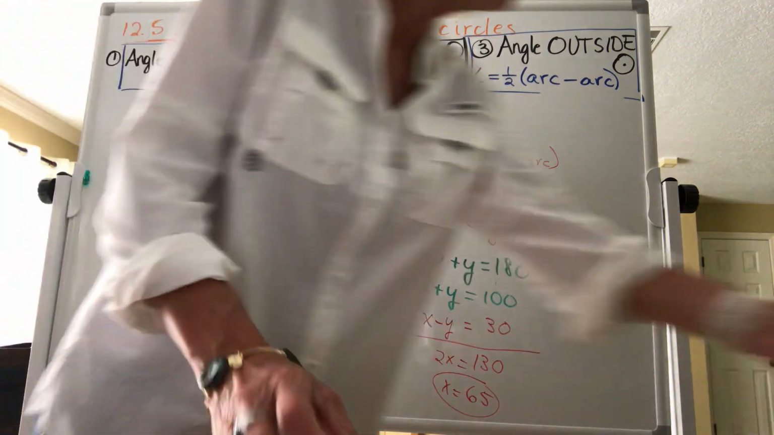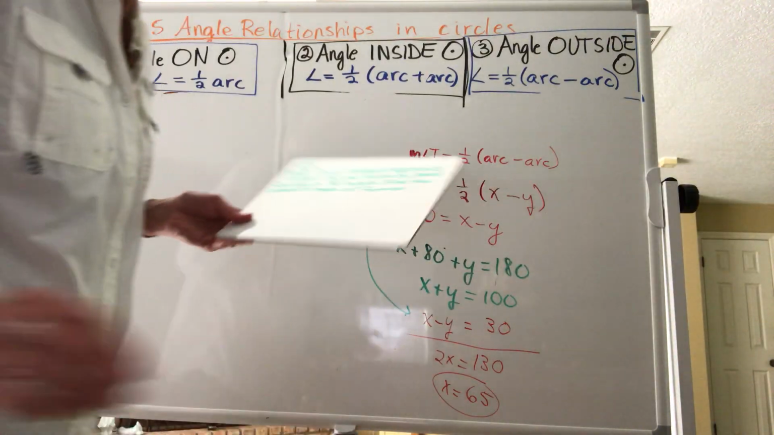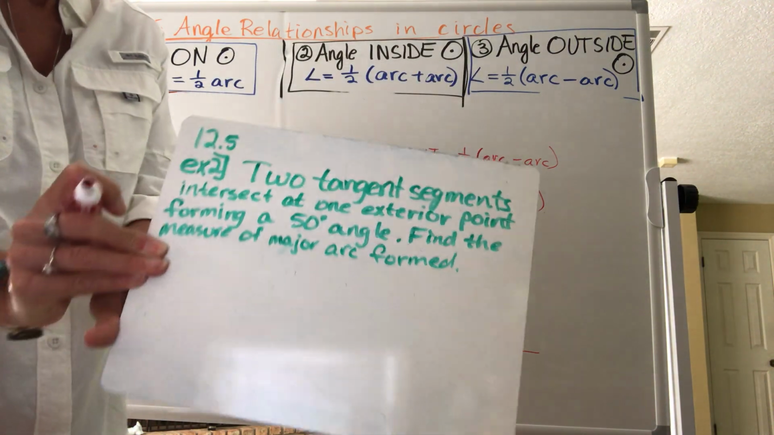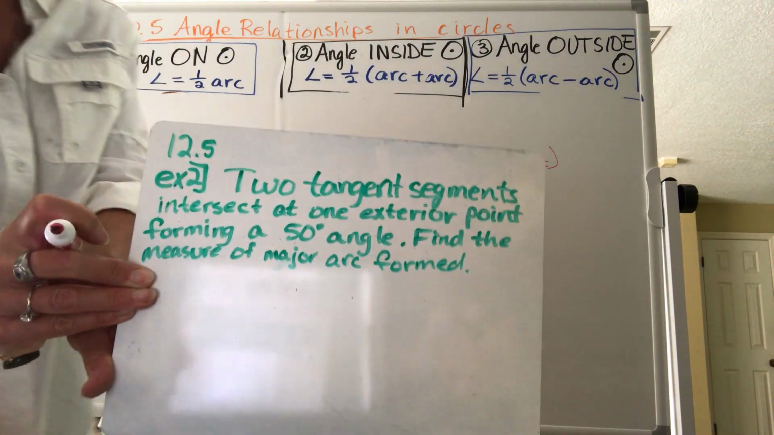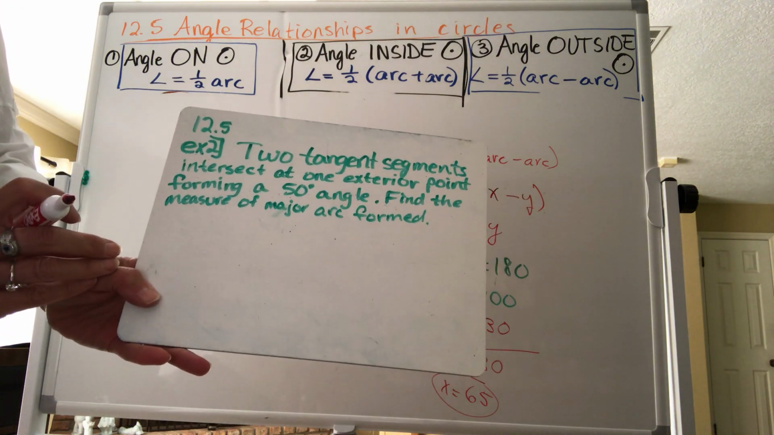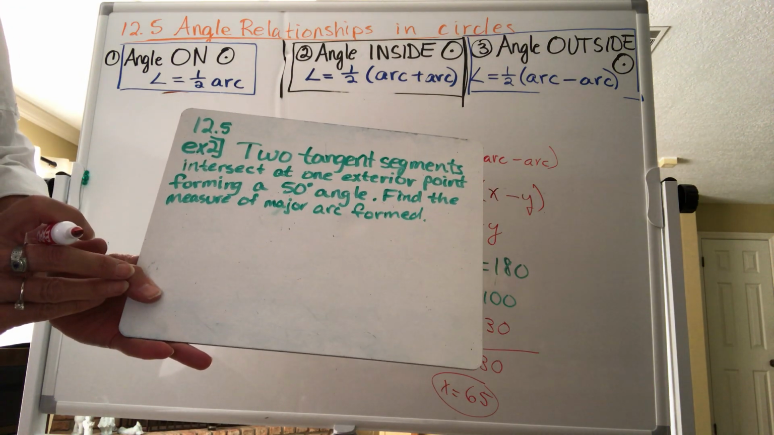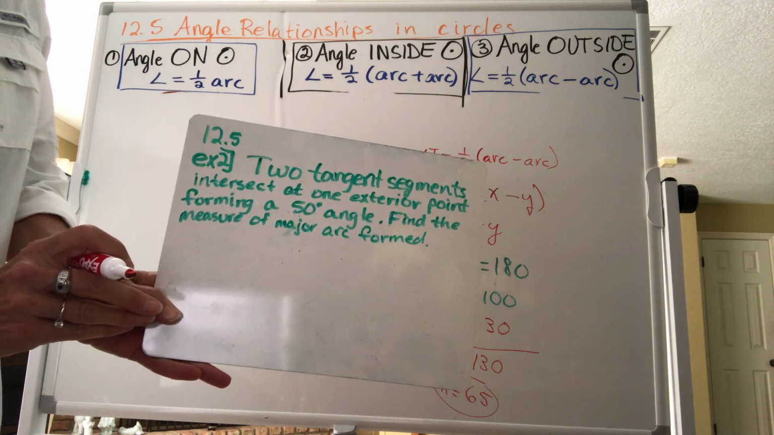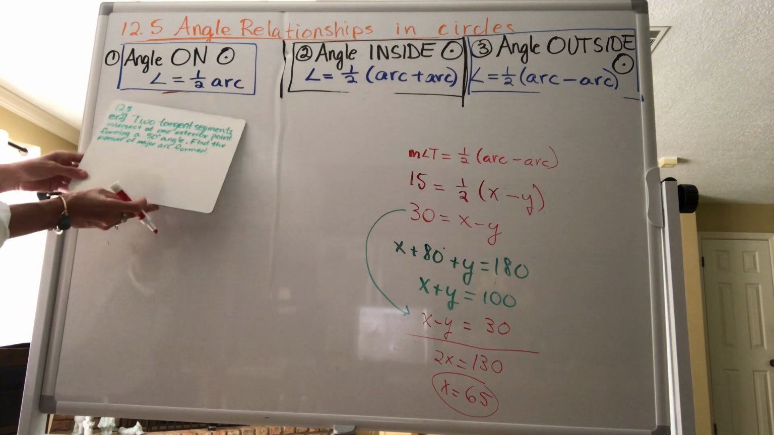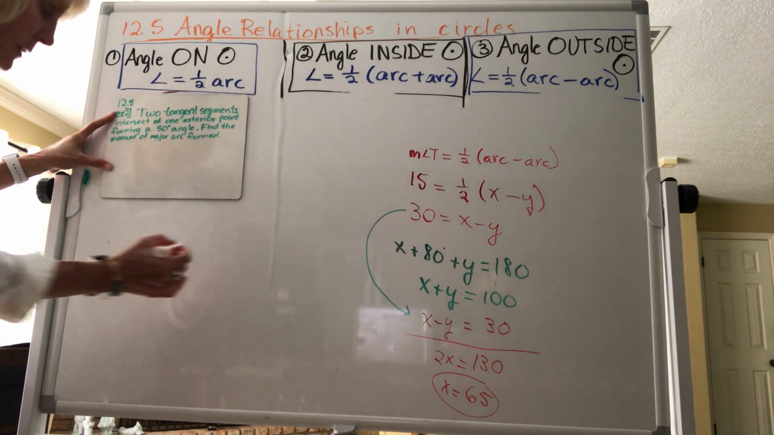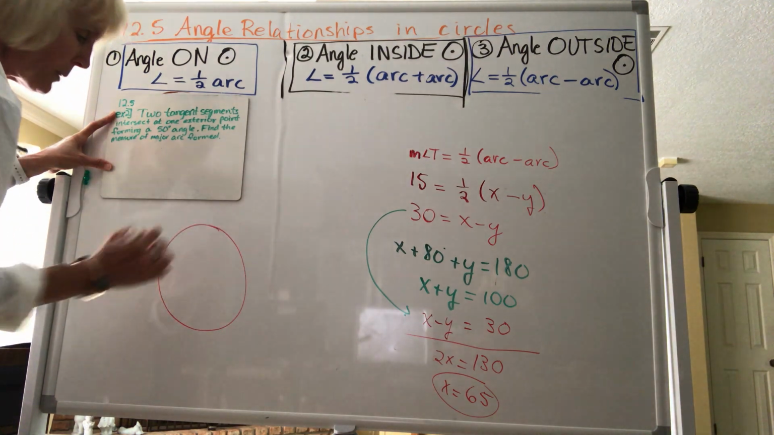Okay, let's do one last example from 12.5. Two tangent segments intersect at one exterior point, forming a 50-degree angle. Find the measure of the major arc formed. Okay, so let's see if we can look at that. Well, what are we going to do if it doesn't have a picture? You're exactly right. We're going to put that picture in.